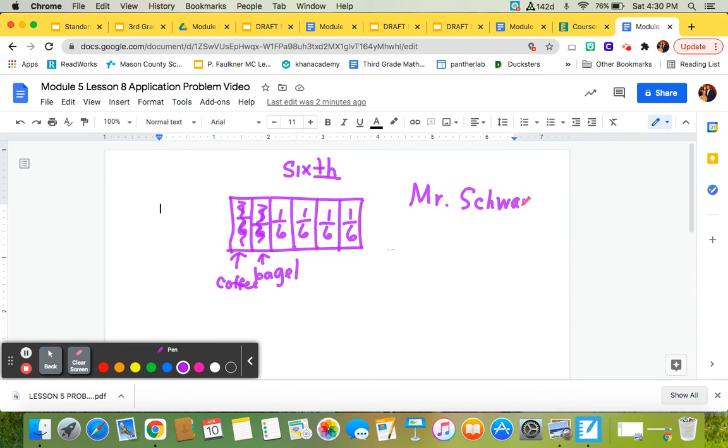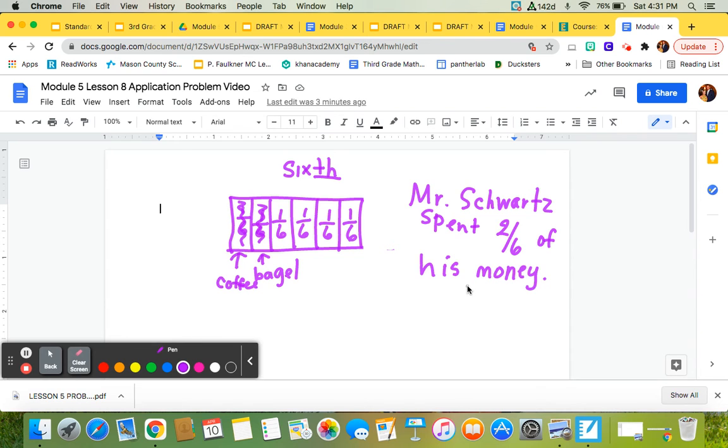Schwartz spent 2/6 of his money. Okay, because 1/6 plus 1/6 is 2/6. Okay, so Mr. Swartz spent 2/6 of his money.